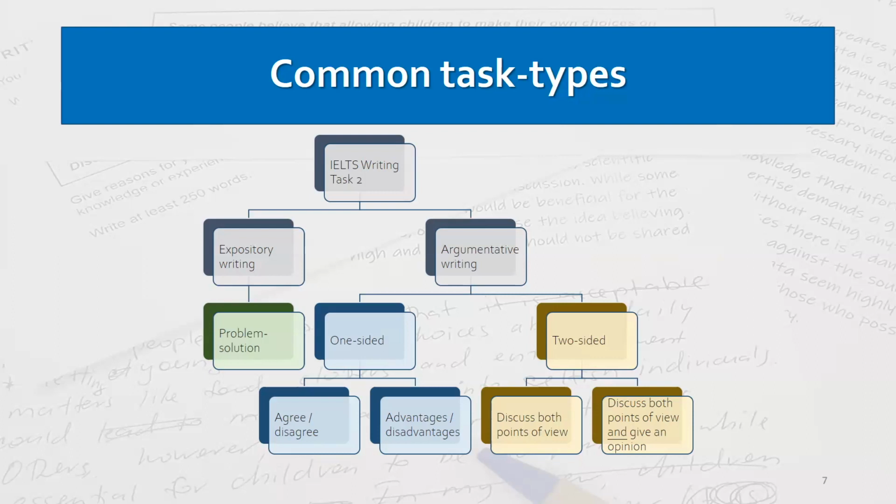So if we break the chart down into specific details, actually you will be able to find 5 different types of tasks. For expository writing, you will be told to write a problem solution essay. For example, you'll be informed of a problem, or it can be a societal problem, or it can be a world issue.